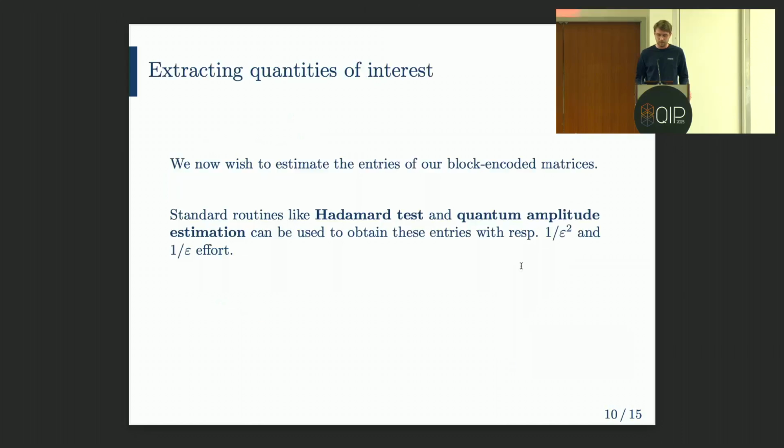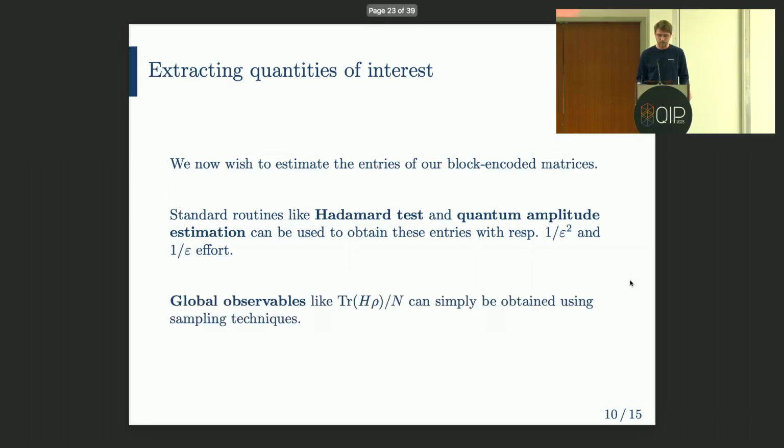And this can be done using pretty standard methods, because the entries of our matrix functions of interest correspond to correlations or entries of the Green's function, which is what we want to learn. And using standard routines like the Hadamard test or quantum amplitude estimation, we can obtain these entries with effort only scaling like 1 over epsilon squared or 1 over epsilon, so that's good. And another thing is that we can use these methods to also estimate, for instance, global observables like the energy density or the particle number density, by combining our ability to estimate entries of the correlation matrix with some sampling techniques.